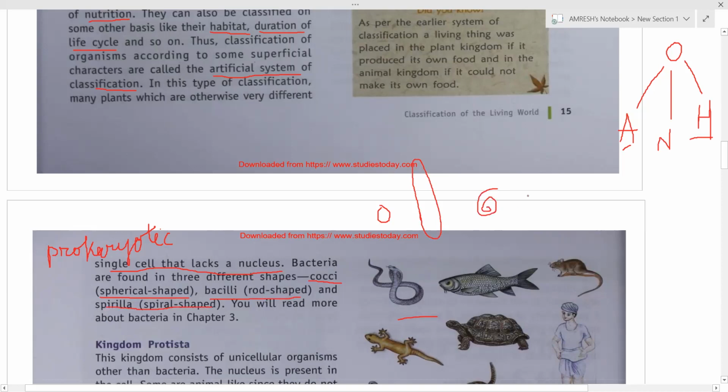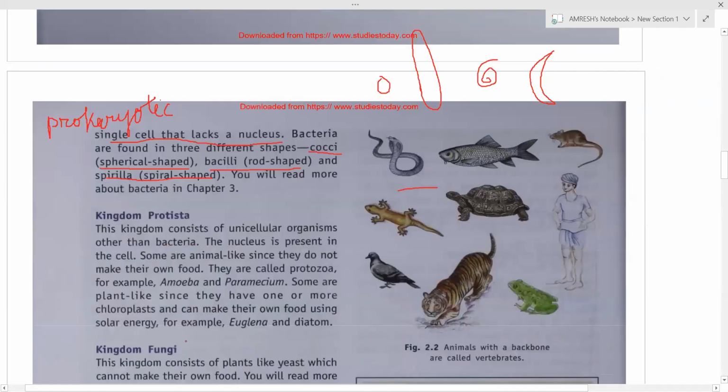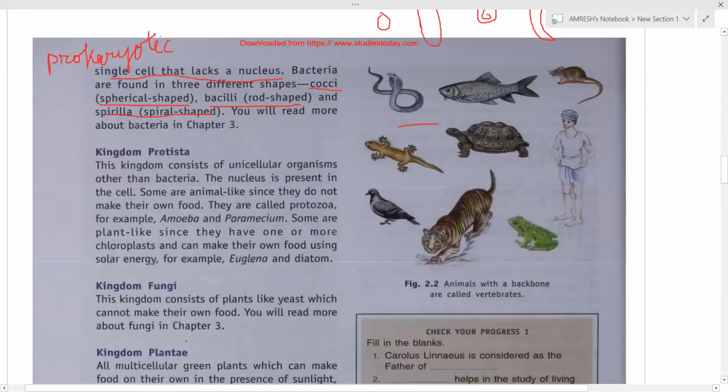And the fourth one is comma shaped, that is vibrio. The bacteria that causes cholera disease is normally a comma shaped bacteria. But here only three shapes are given, and one more shape is the vibrio shape, that is the comma shape. Vibrio means comma shaped.